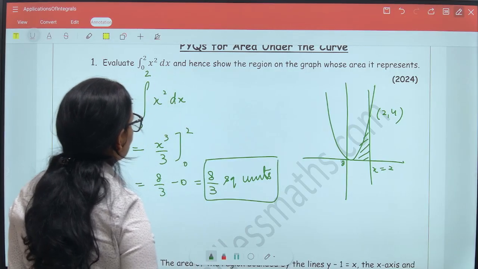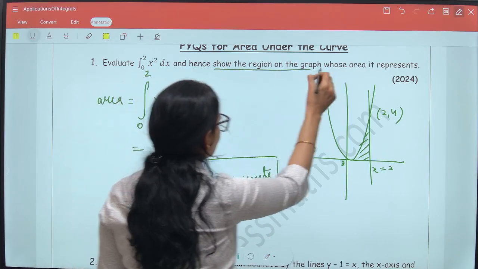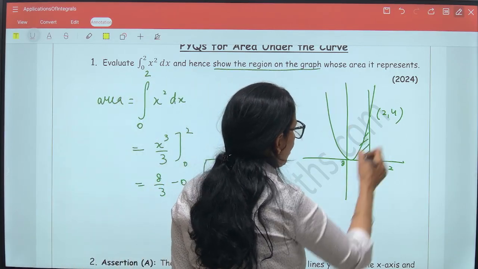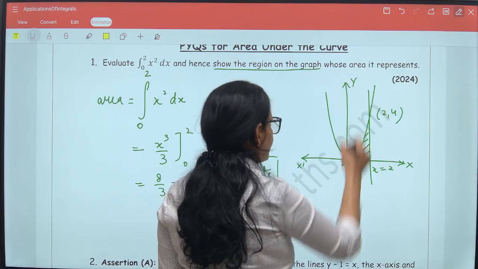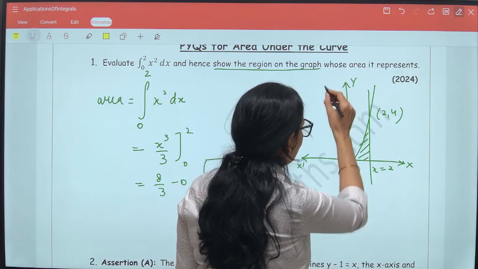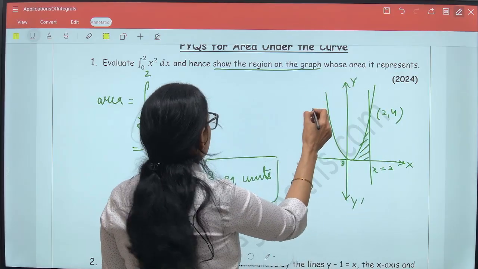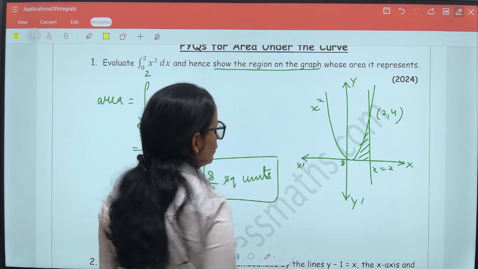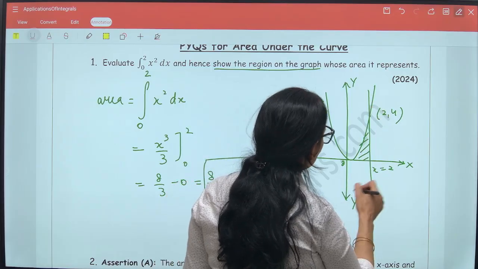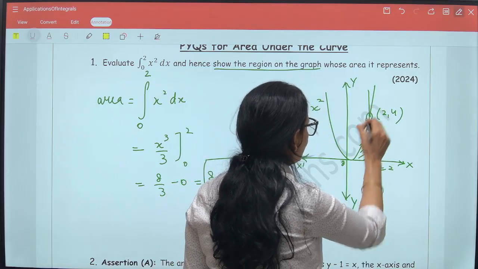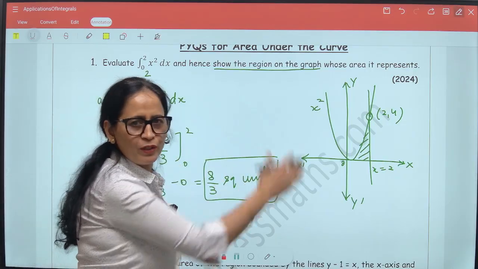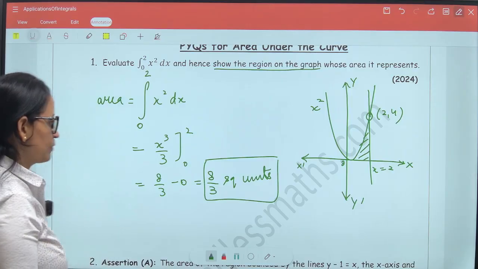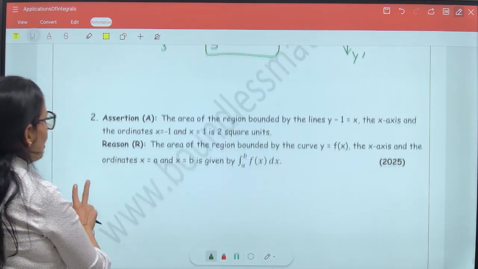Now because the question says show the region on the graph, this graph has to be proper with the x axis labeled, y axis labeled, equation of the parabola written. What is the parabola here? So you can just write x square here. Equation of the graph, equation of all the lines that you have plotted and the point of intersection. So all the points have to be there when the question says show it on the graph. Fine. So let's move to the last question.